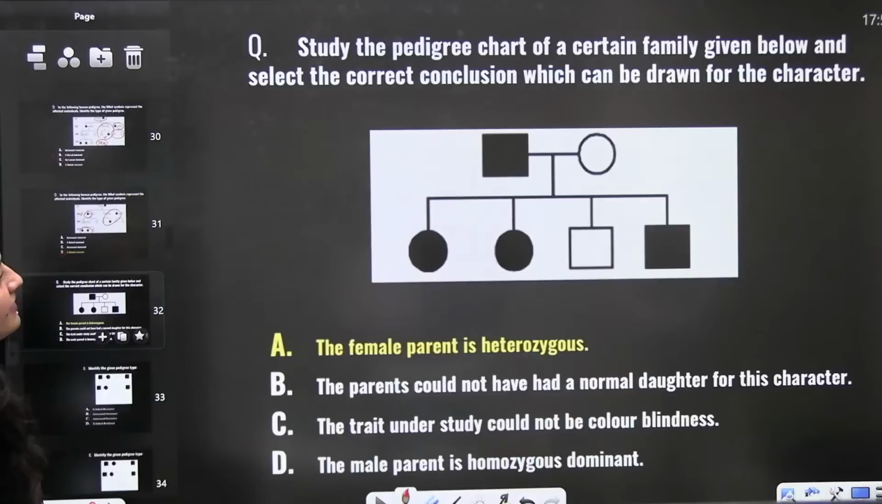The answer is marked here, bachche. It's a PYQ even. So, let's discuss that.